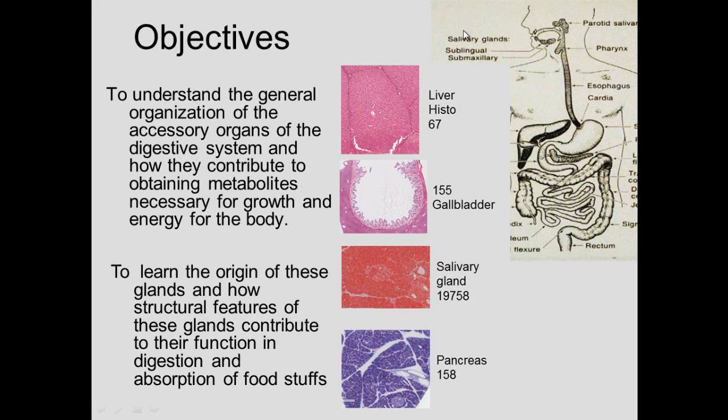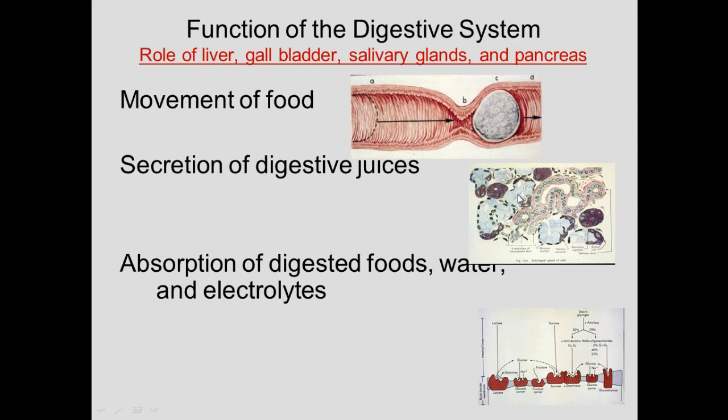And here we can see the organs that we'll talk about. The liver, and you can see the classical lobule of the liver, the gallbladder, which is associated with the liver on the side, salivary glands located at the top, and the pancreas. Those are the ones that we're going to study. We'll start out with the salivary glands, liver, gallbladder, and pancreas today.